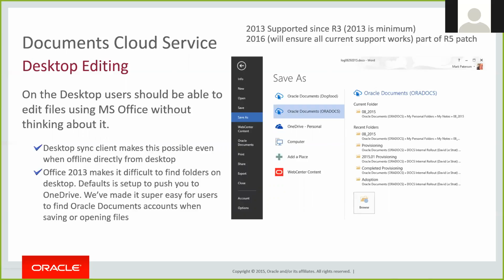So you can open a document from Document Cloud Service, you can save a document directly in the Document Cloud Service. You can do it when you are online, like I said. The document that you are saving in the Document Cloud Service is automatically saved in the cloud, or if you are offline, through the desktop synchronization tool, as soon as you get online, that modified document will be synchronized with the Document Cloud Service.